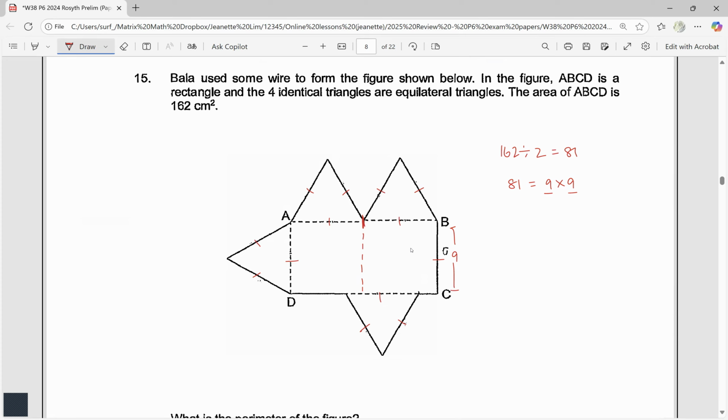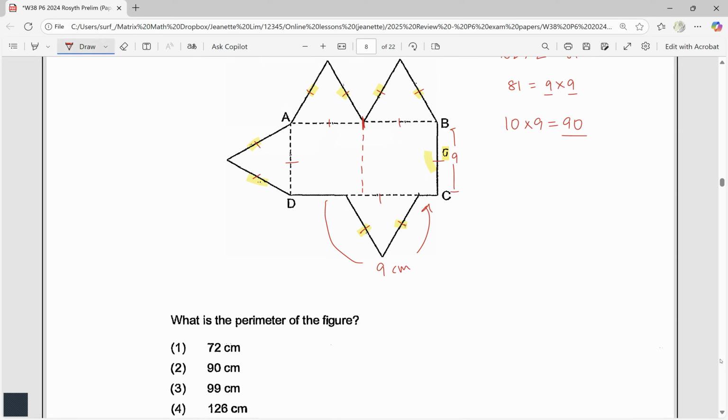Okay, perimeter of the figure. 1, 2, 3, 4, 5, 6, 7, 8, 9. And then this and this part here would be another 9 cm. So 10 times 9 cm, 10 times 9. 90 cm is the perimeter. Option 2.